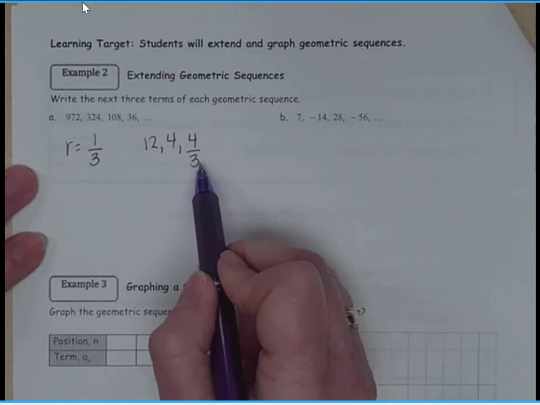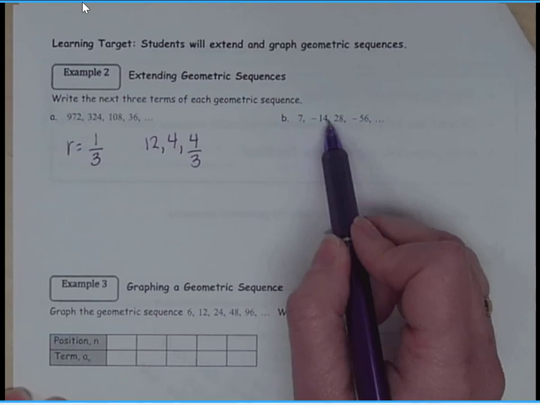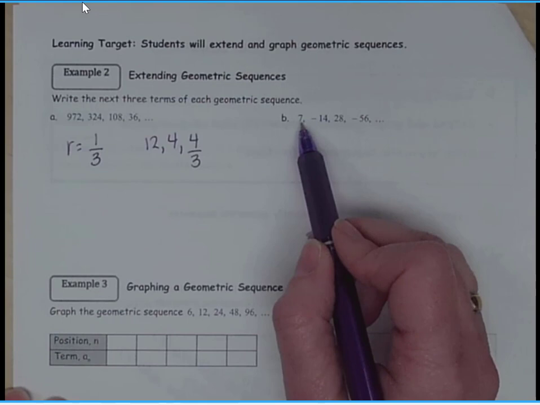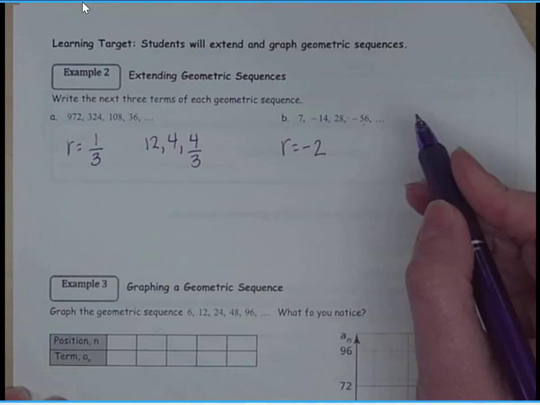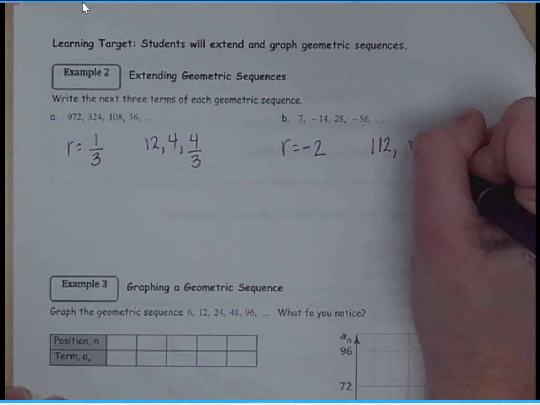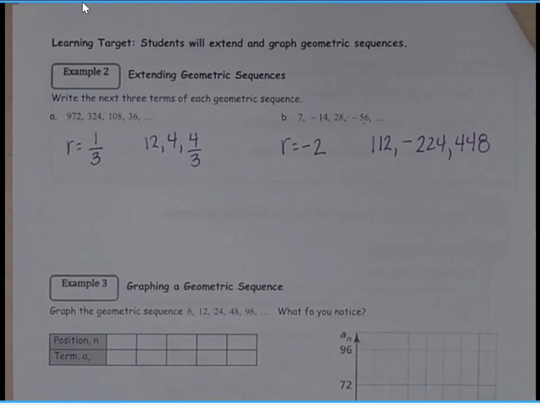Now here, if you notice, positive, negative, negative, positive, positive. So what are we doing here? This is letting me know I have to multiply by a negative. So if I do a positive times a negative, it's negative. Negative times a negative is positive. So here, my common ratio is negative 2. When I multiply 56 by negative 2, I get negative 112. Multiply that by negative 2, I get 224. Multiply this by negative 2, and I get negative 448.